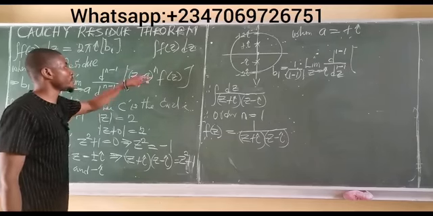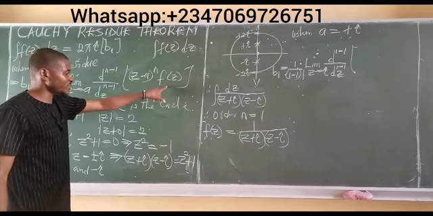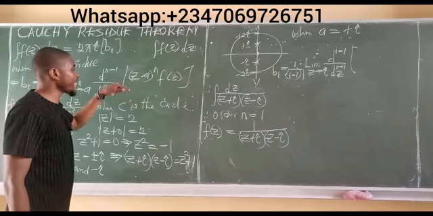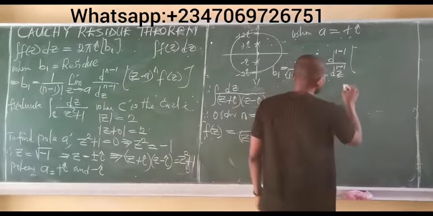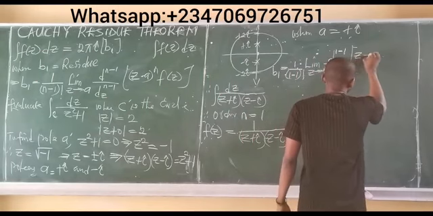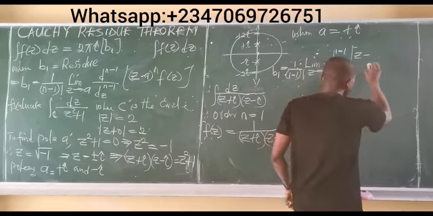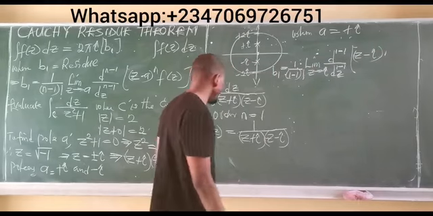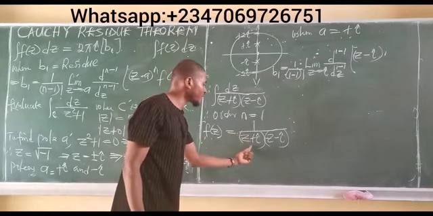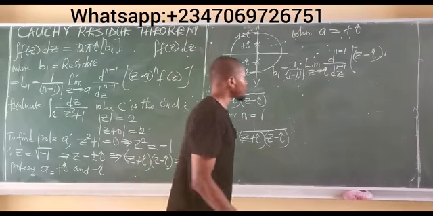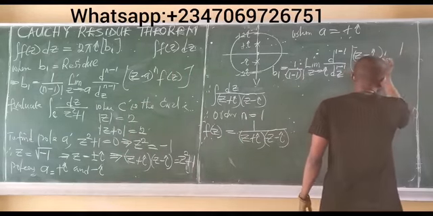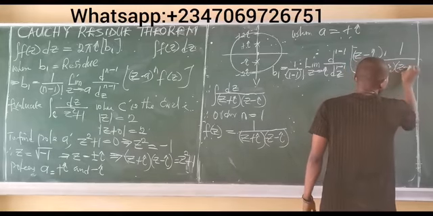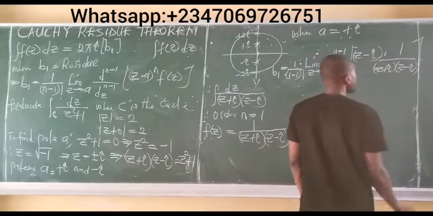z minus a to the power of n times f of z, which is the function. So z minus a, in this case a is plus I, so this becomes z minus I times f of z. What is f of z? 1 all over z plus I into z minus I. So simply multiply by 1 over z plus I times z minus I. So you simply have this.